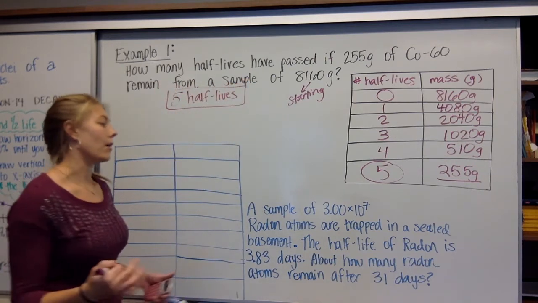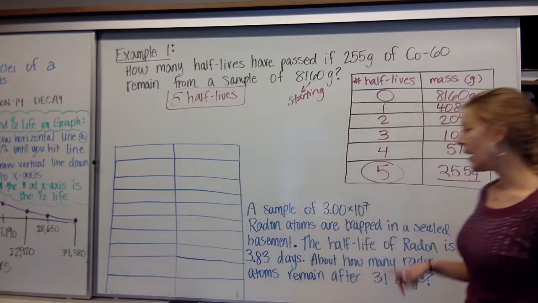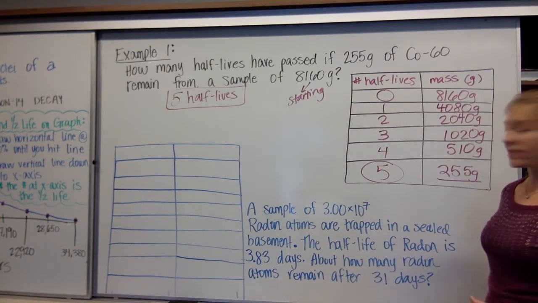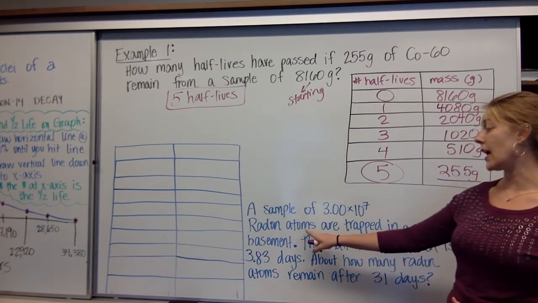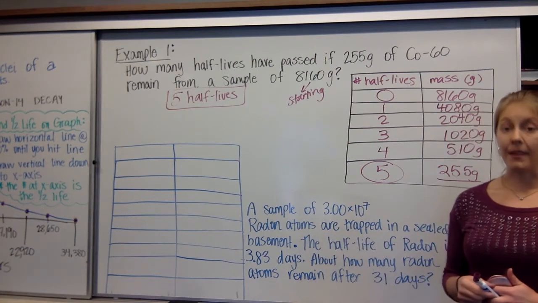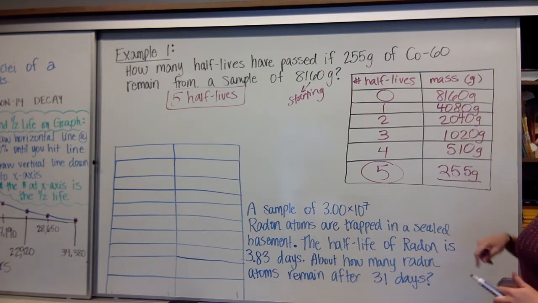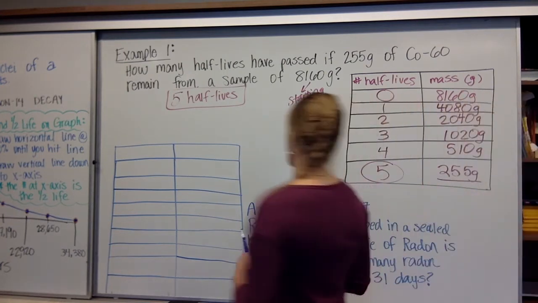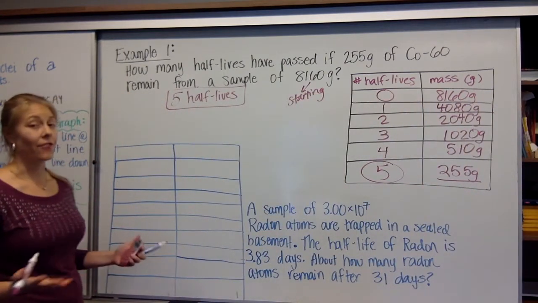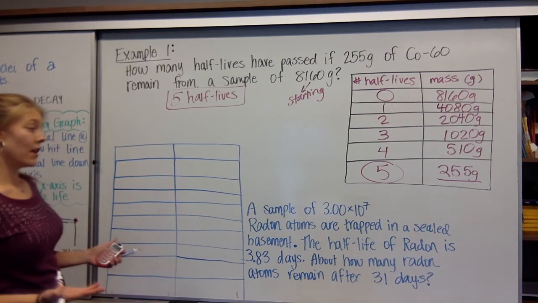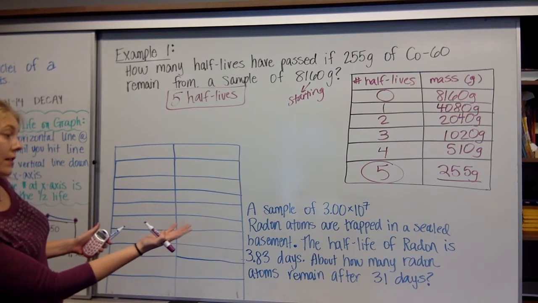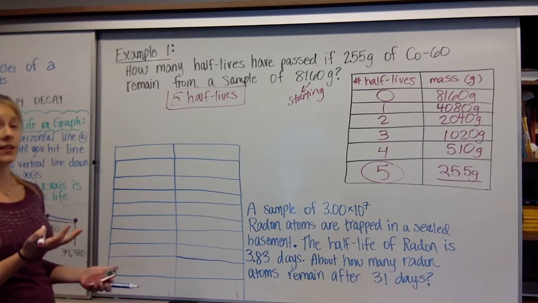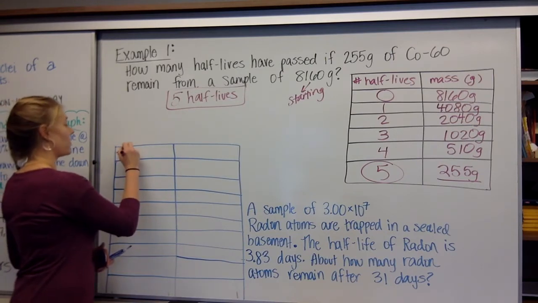All right? Now, my last problem here. A sample of 3.00 times 10 to the 7 radon atoms are trapped in a sealed basement. The half-life of radon is 3.83 days, okay? About how many radon atoms remain after 31 days? So, back over here to my table, I need to figure out what I'm going to put for my units. Well, I see the half-life of radon is 3.83 days. That's a time. So I'm going to put time here.